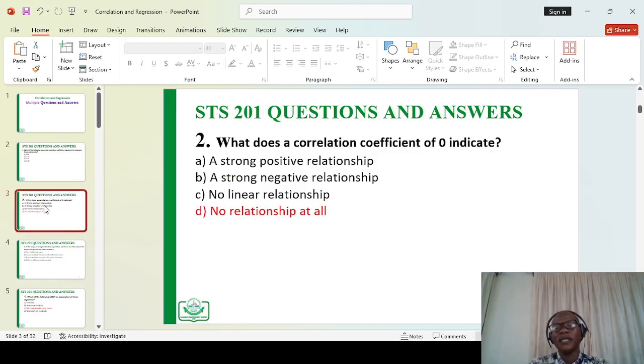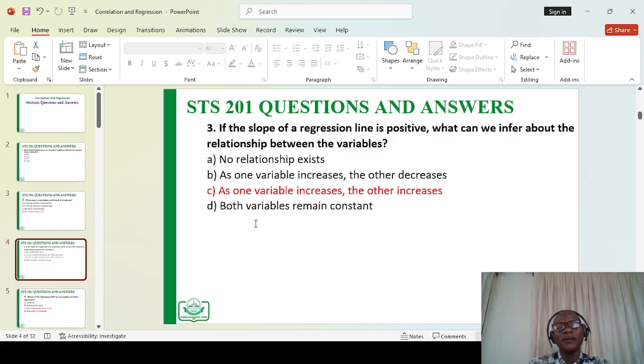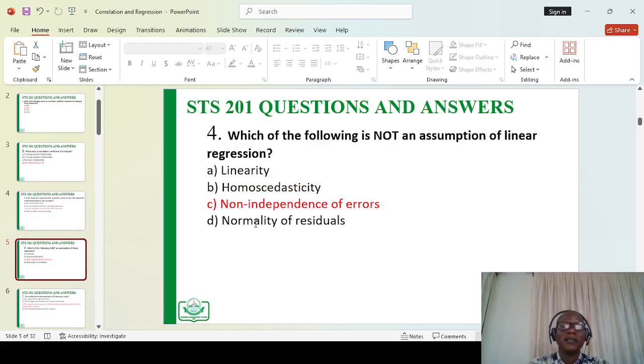What does a correlation coefficient of 0 indicate? That indicates no relationship at all. So D is the correct answer. If the slope of a regression line is positive, what can we infer about the relation between the variables? As one variable increases, the other one also increases. So C is the correct answer.